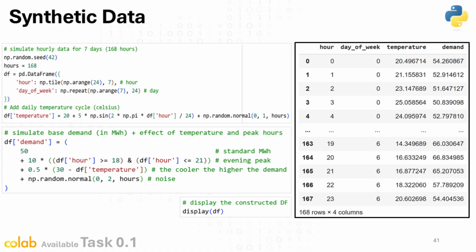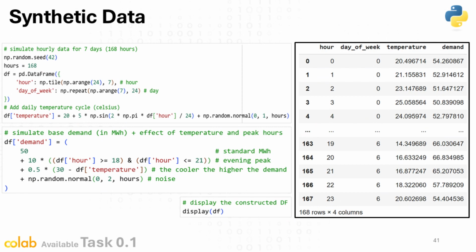We don't just pick random numbers. We build a logic-based model that reflects real-world residential behavior. The baseline: we start with a standard base load of 50 megawatt hours. The evening peak: we use a conditional statement to add 10 megawatt hours specifically between the hours of 18 o'clock and 21 o'clock. This mathematically creates those red-circled peaks we saw in the previous visualization.